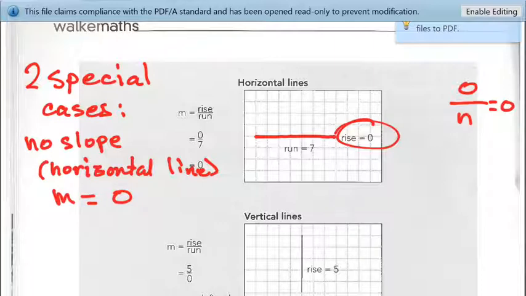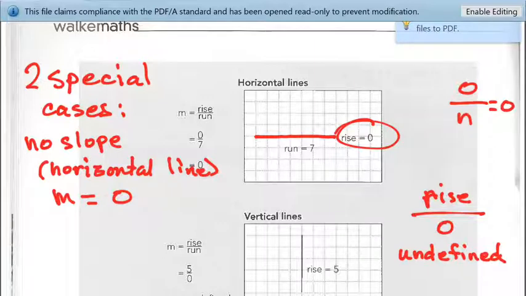Okay. Now, the other special case, however, is a vertical line. A vertical line has rise, but what does it not have? Run. So if I have rise, and it doesn't matter what the rise is, but my run is 0, do you remember what happens if you have a denominator of 0? Is that good? No, that's never good. What happens? It's undefined.